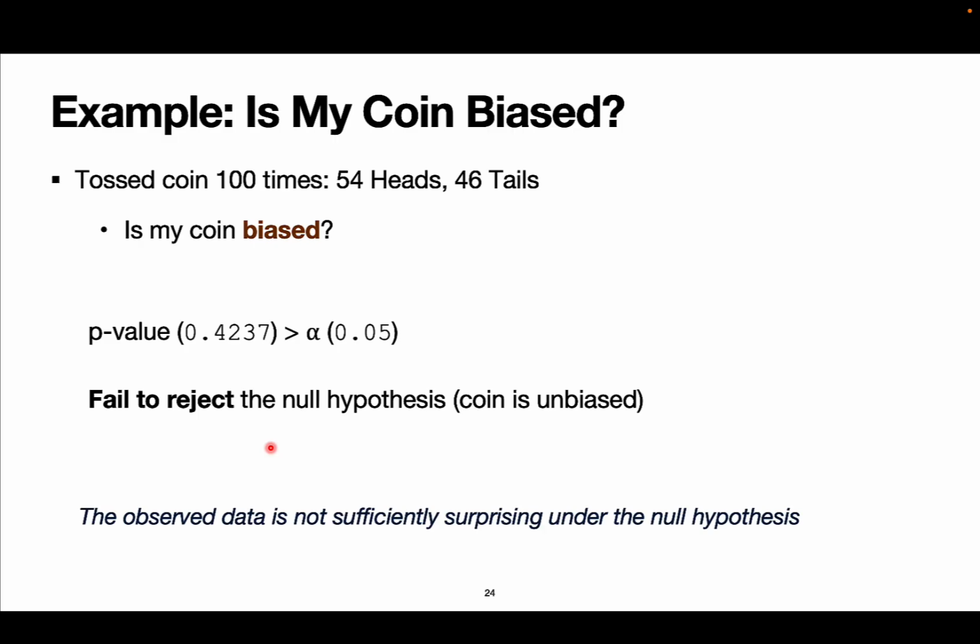So now back to the coin tossing problem. We know that the p-value is 0.4237, which is greater than the threshold of 0.05, which means we fail to reject the null hypothesis because the observed data is not really sufficiently surprising under the null hypothesis.